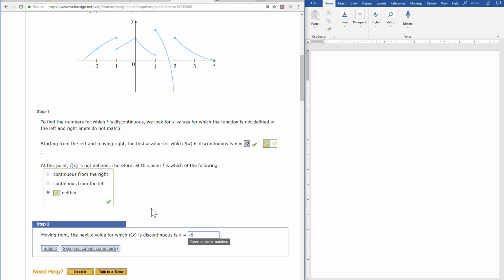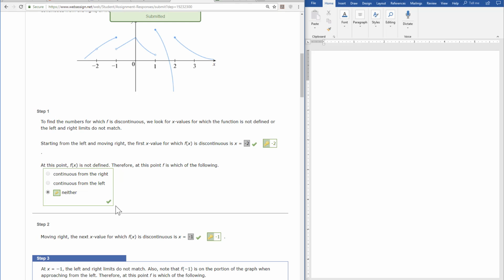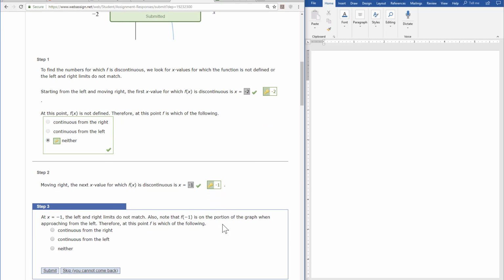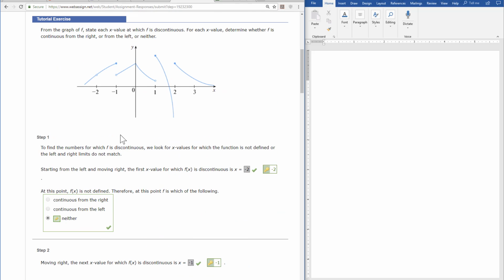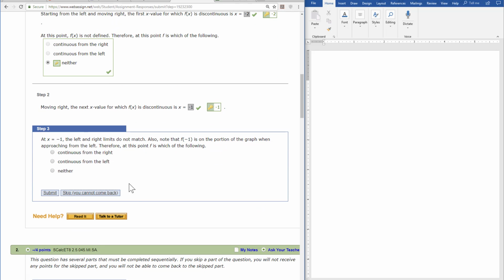Moving to the right, the next value of discontinuity is -1. Here we have -1. And it looks like coming from the left side, we get to that point. Coming from the right side, there is no point. So it looks like this is continuous from the left, but not continuous from the right. So we can say that at x equals -1, it's continuous from the left.